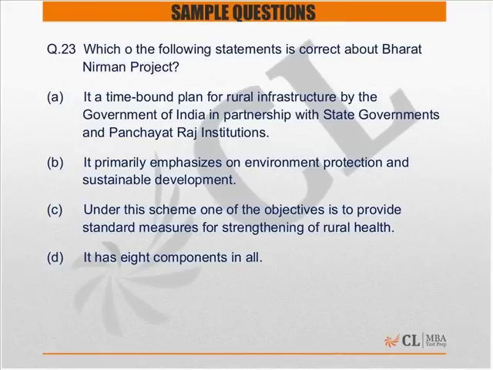Which of the following statements is correct about the Bharat Nirman project? Bharat Nirman, I told you, has 6 components, one of the flagship programs of India. Options: A. It is a time-bound plan for rural infrastructure by the Government of India in partnership with state governments and Panchayati Raj institutions. Correct. B. It primarily emphasizes environment protection and sustainable development. C. Under this scheme, one of the objectives is to provide standard measures for strengthening of rural health. D. It has 8 components in all.